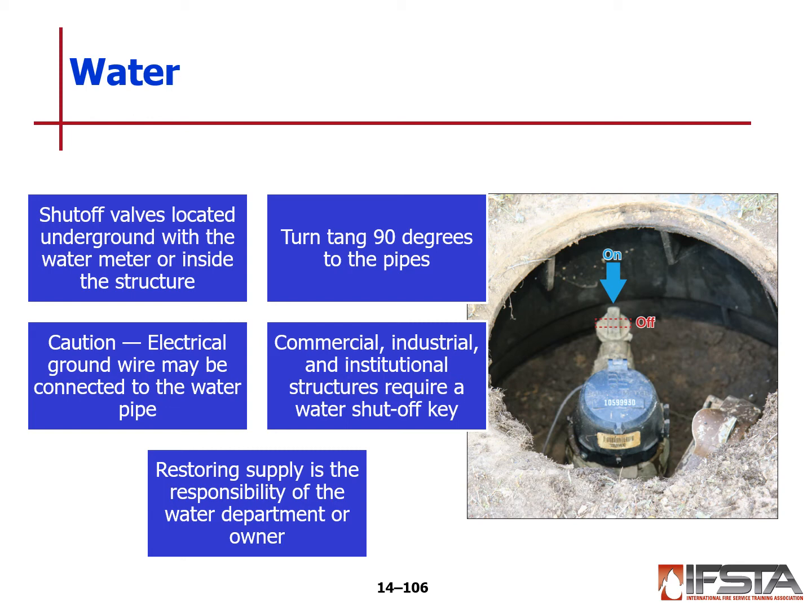A word of caution: electrical ground wires may be connected to the water pipe, grounding wires. Commercial, industrial, and institutional structures require a water shutoff key. They may have a specialized key. Restoring the supply, again, is the responsibility of the water department or the owner themselves.